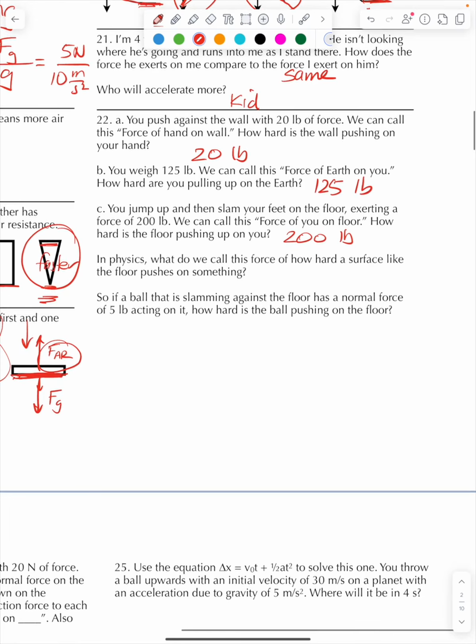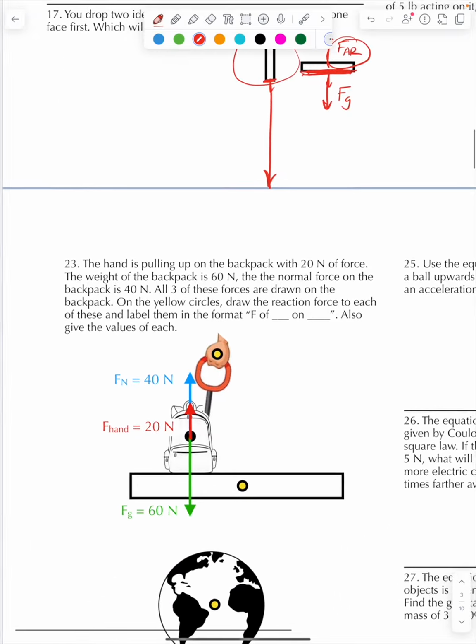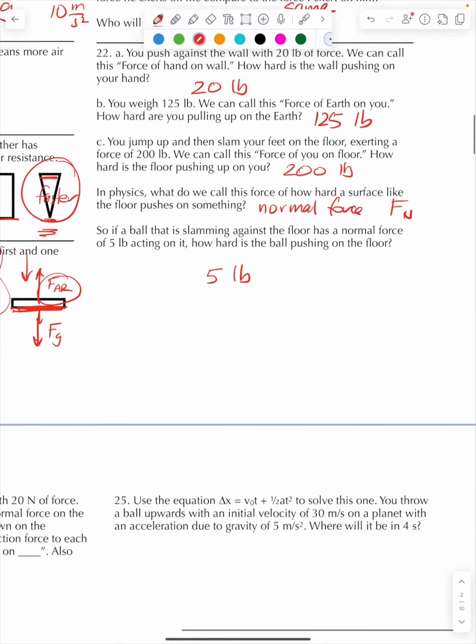In physics, what do we call, I just gave it away, this force of how hard a surface like the floor pushes on something? The normal force, which we symbolize F sub n. So if a ball that is slamming against the floor has a normal force of 5 pounds acting on it, how hard is the ball pushing down on the floor? 5 pounds.